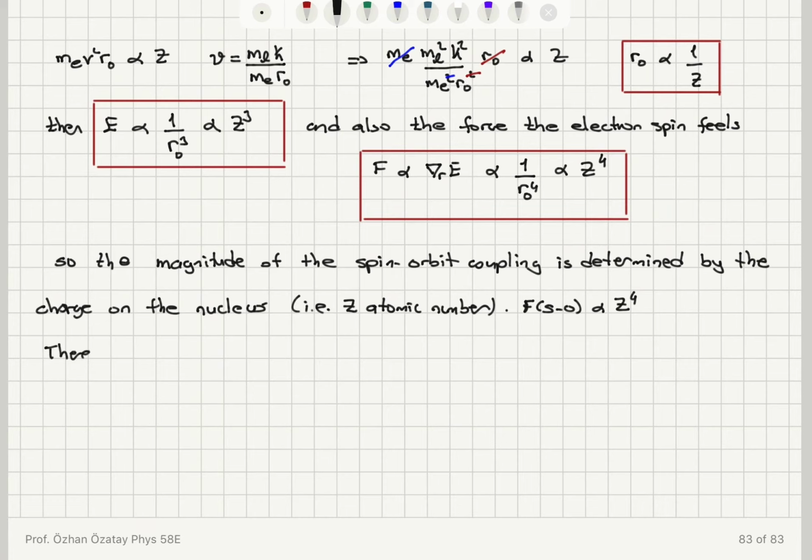Therefore, spin-orbit coupling in the hydrogen atom is negligible. It would be very small because Z is equal to 1. On the other hand, if you have a heavy metal like platinum or palladium, etc., where Z is high, the spin-orbit coupling would become quite large.